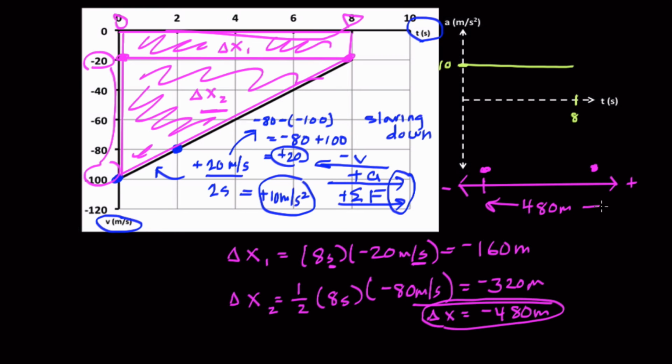in this negative direction. I don't know what these positions are. So it could still have positive positions. It can have negative positions. I have absolutely no idea. All I know is that from where it started to where it ended, it went 480 meters in a negative direction.